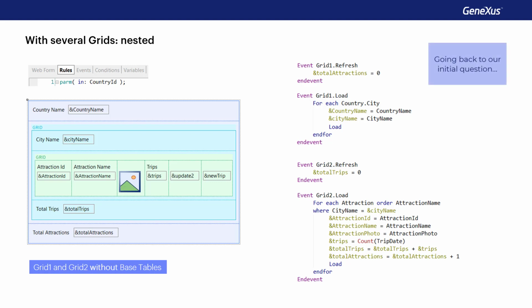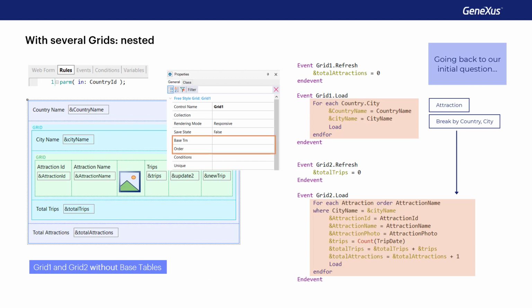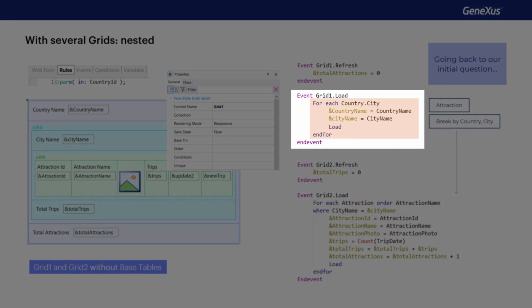The question is, how do we make the for each corresponding to grid 1 change its base table to attraction and establish a control break by country, city? It won't be by adding base TRN or order to the properties of grid 1, because if we did that, we would transform the implementation into one with a base table, but to the explicit for each of the load event of grid 1.